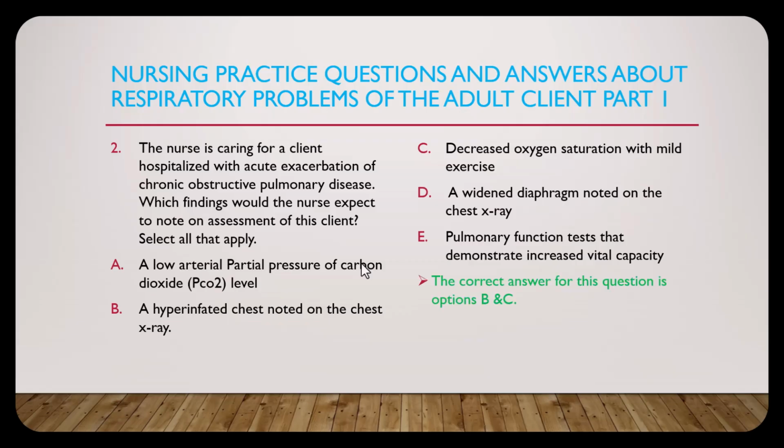The correct answer for this question is option B, a hyperinflated chest noted on the chest X-ray, and option C, decreased oxygen saturation with mild exercise. Now let's move to the rationale.